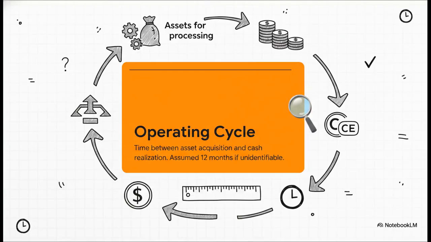Let's look at Ind AS 1, specifically paragraph 68. This really sets the ground rules. It explicitly defines the operating cycle as the time between acquiring assets for processing and actually realizing them in cash or cash equivalents. Now, what if you can't clearly identify this cycle for a particular business? Well, the standard says you just have to assume it's 12 months. This definition is absolutely crucial. It's the anchor for figuring out what's a current asset or liability and what's not.